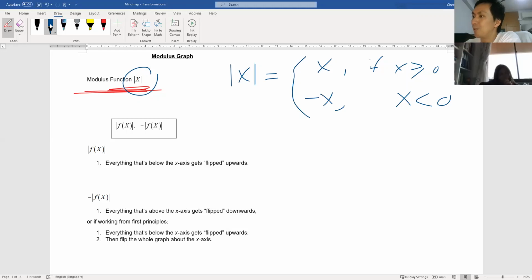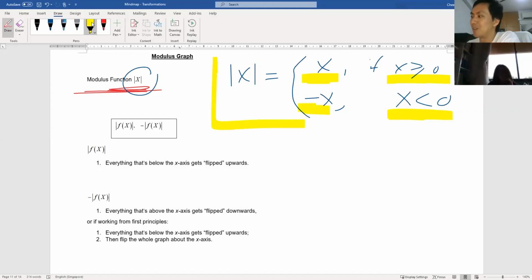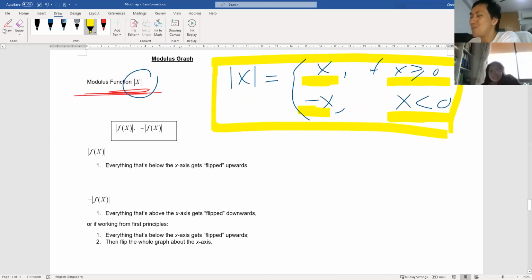So if you read this function, it's like saying: if you give me a positive number or 0, I will just output it as it is. Whereas if you give me a negative number, let's say negative 10, I will reply with negative negative 10, which returns 10. This is how the modulus function actually works. Do you actually need to know this in a rigorous sense? Not really.